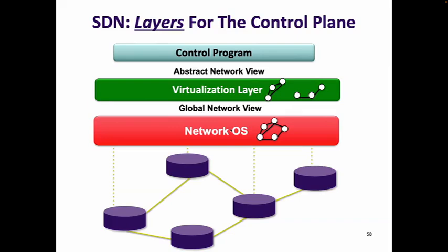So, in short, we started off by saying the data plane had this nice layering architecture, and the control plane had no abstractions. So what SDN is, is layers for the control plane, and these are the layers. So that's what SDN is. Questions?